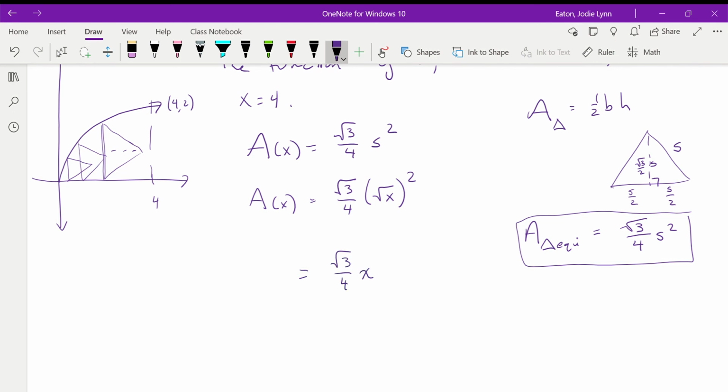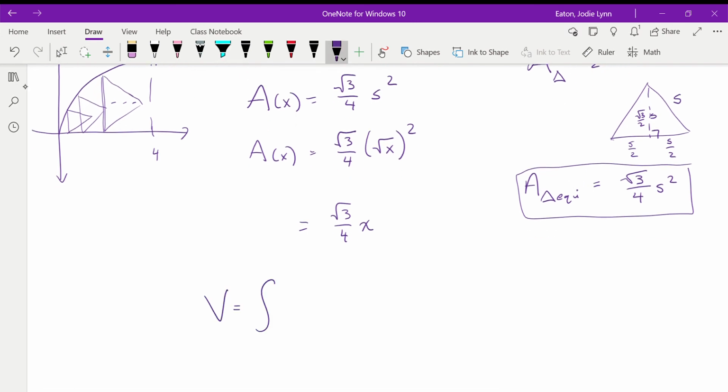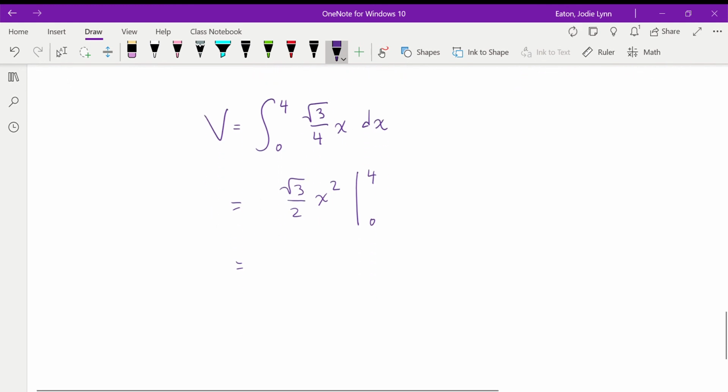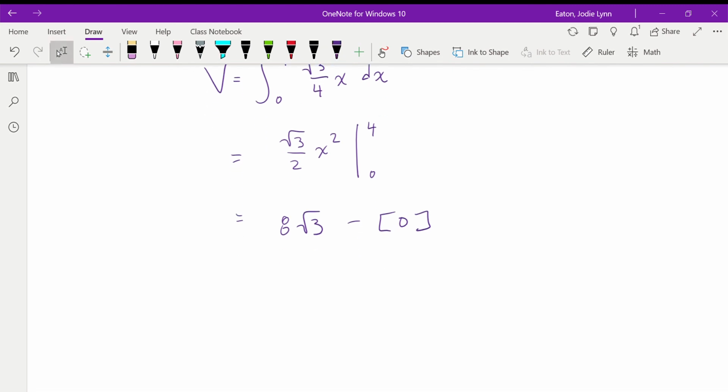Now to find our volume, we just need to integrate from 0 to 4, because we're interested in the region from 0 to 4, our area, which is root 3 over 4 times x dx. This gives us root 3 over 8 x squared, and we're going to evaluate that from 0 to 4, which gives us root 3 times 16 divided by 8, so 4 times 4 is 16. This gives us 8 root 3 minus 0, which gives us 8 root 3 for our volume.